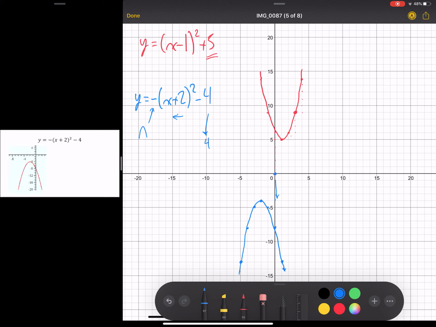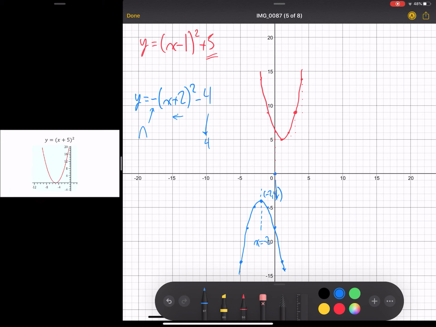Let's see how it looks. Basically, the vertex is minus 2, minus 4. Our axis of symmetry is x equals minus 2. And it's the same step pattern, 1, 3, 5. All right, let's try this one.